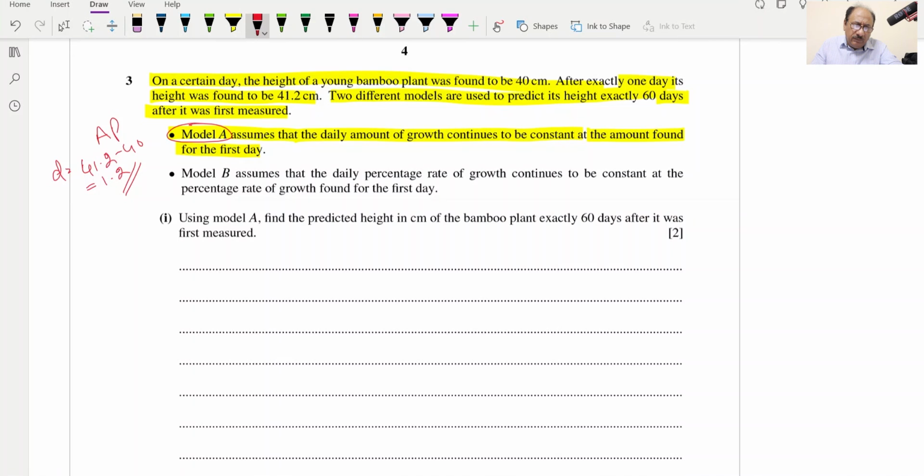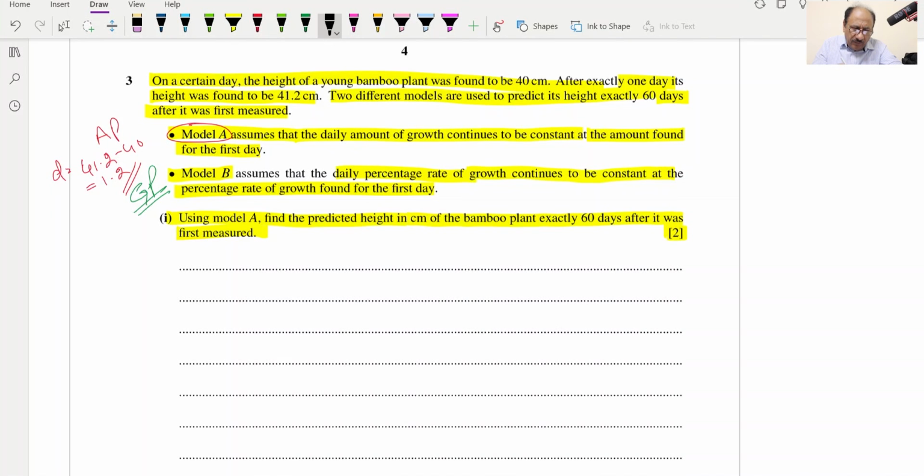Now for model B, model B assumes that the daily percentage rate of growth continues to be constant at the percentage rate of growth found by the next day. So this will be GP, geometric progression, and the R value we will find for that one. Using model A, find the predicted height in centimeters of the bamboo plant exactly 60 days after it was first measured. So this is a 2 marks question.